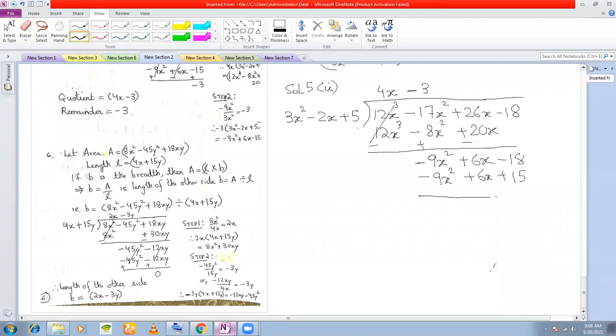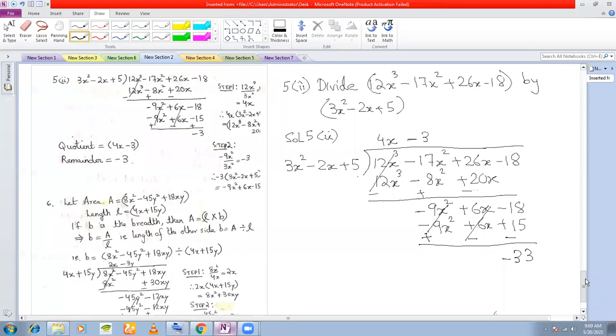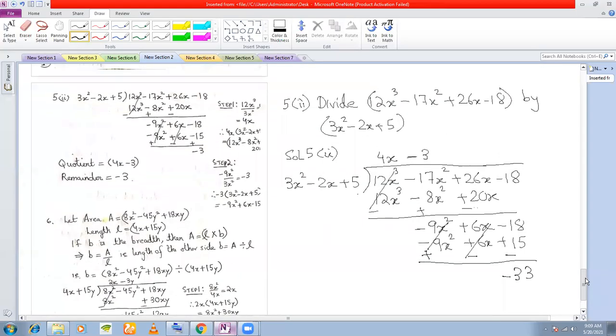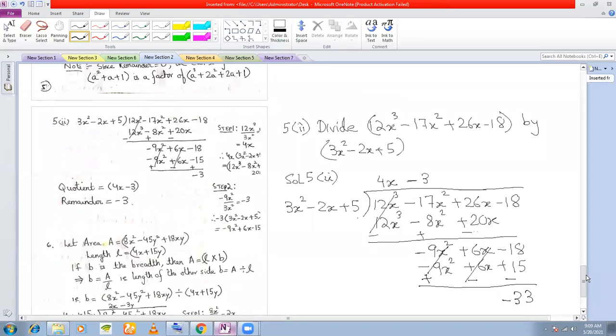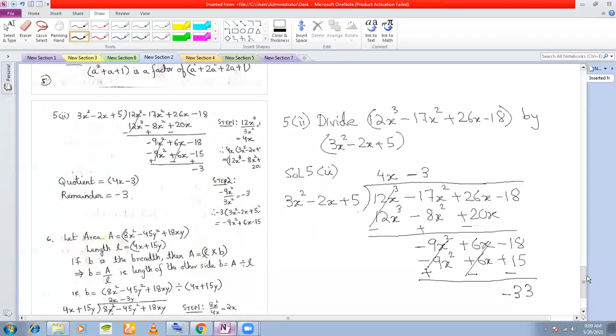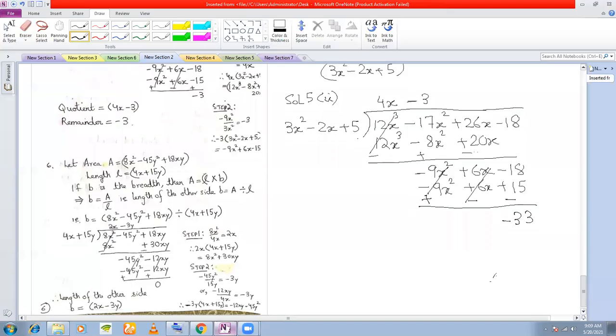Subtract. This cancels. This also cancels. How much do you get here? Minus 18 minus 15, 33. Right? Here you get a minus. I think there's a sign mistake that I have made. Just check that. It will be minus 15. Yes, it should be minus 15.